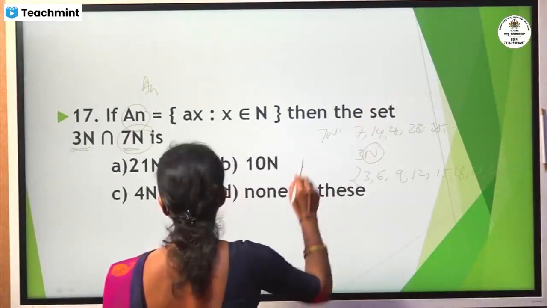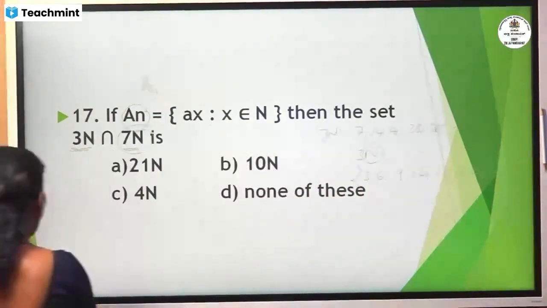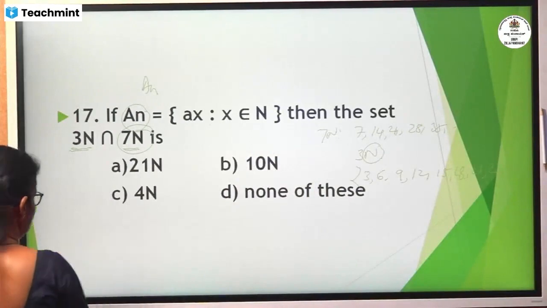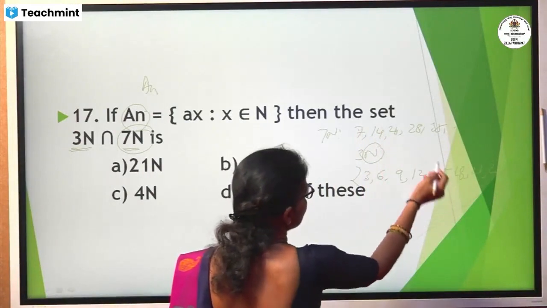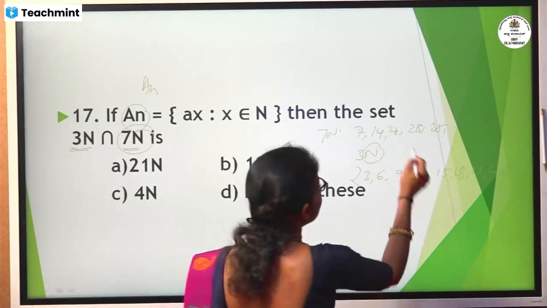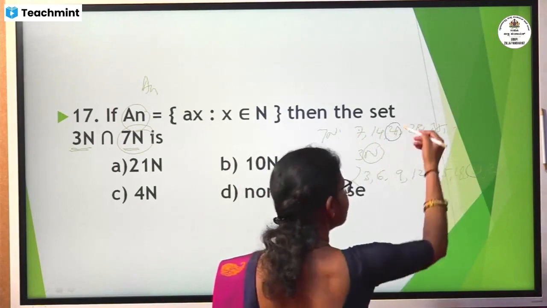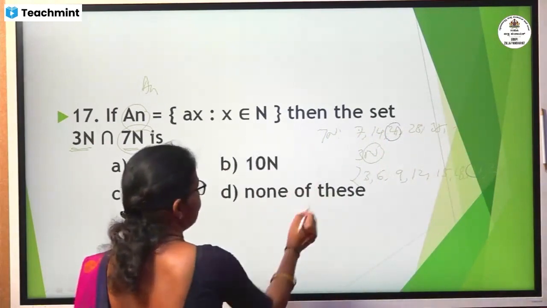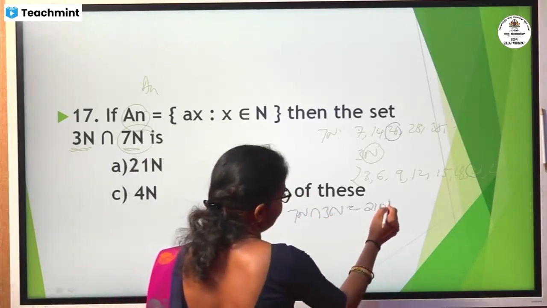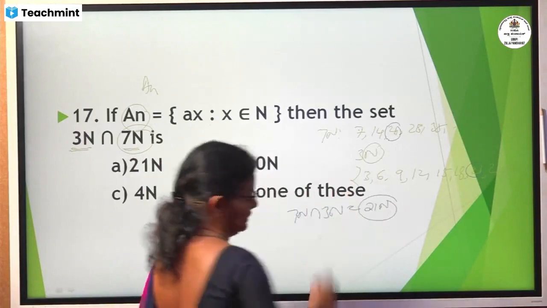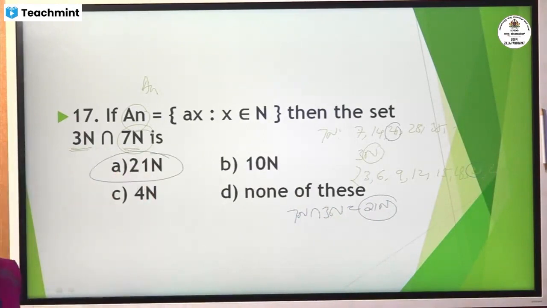If we take the intersection of these two, just observe here. 7 cannot be common, 14 cannot be. So the common element starts from 21 onwards, like this it goes. So if you compare A_7 intersection A_3, that is A_21. The set contains elements like this, multiples of 21. So if we check with the options, option A holds good.